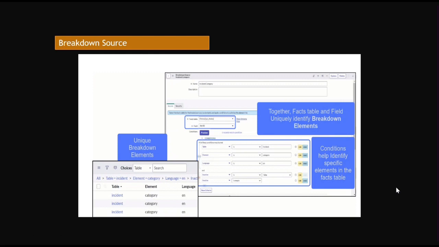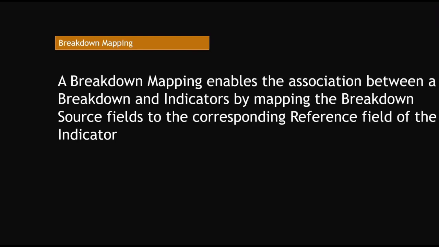So the next is breakdown mapping. Breakdown mapping is how you map the breakdown you created to an indicator. For example, here we created the incident category breakdown source. How we map incident category with an indicator is called a breakdown mapping. A breakdown mapping enables the association between a breakdown and an indicator by mapping the breakdown source field to the corresponding reference field of the indicator. So that's about the definitions.